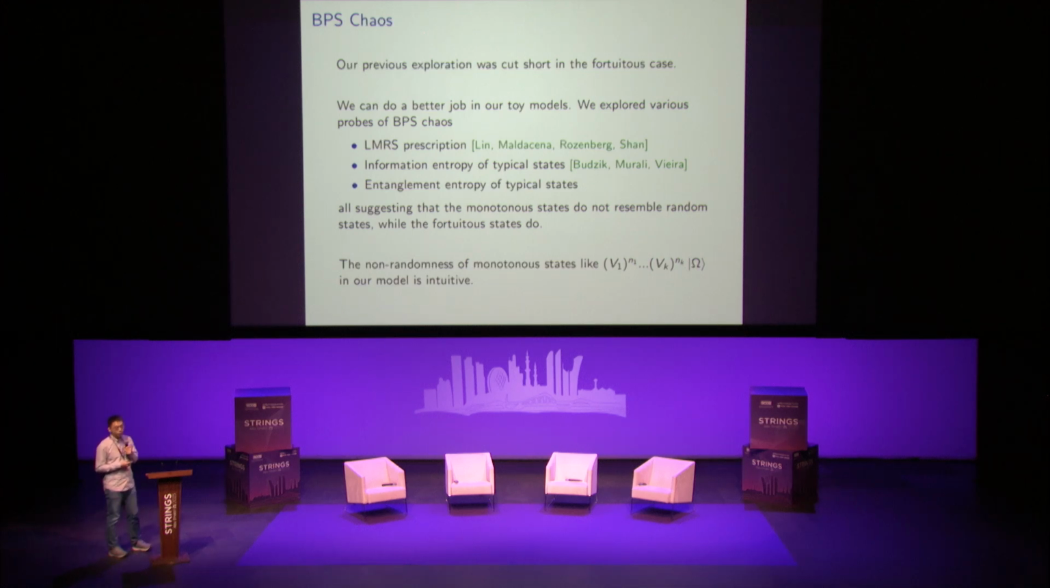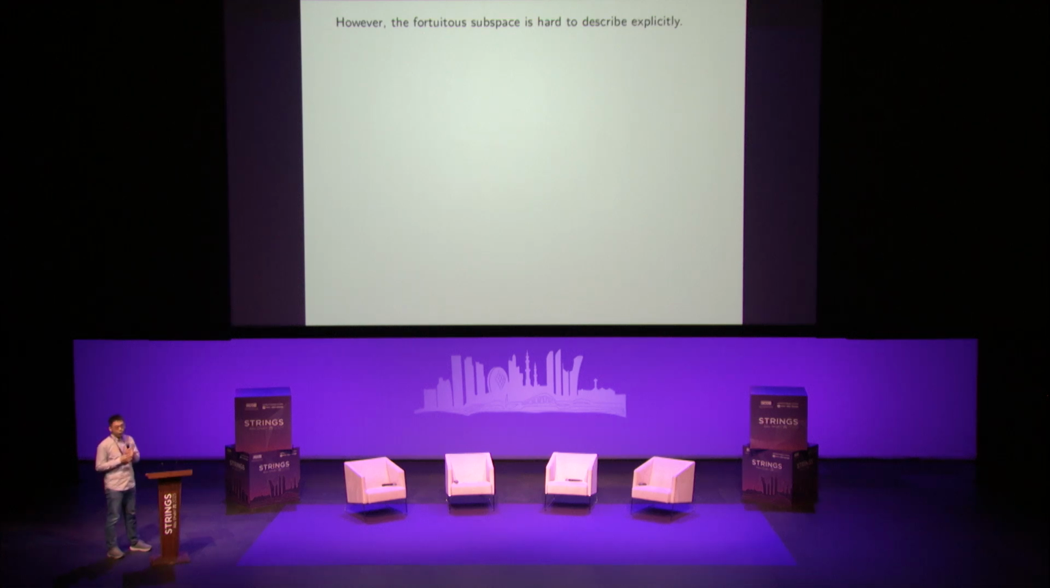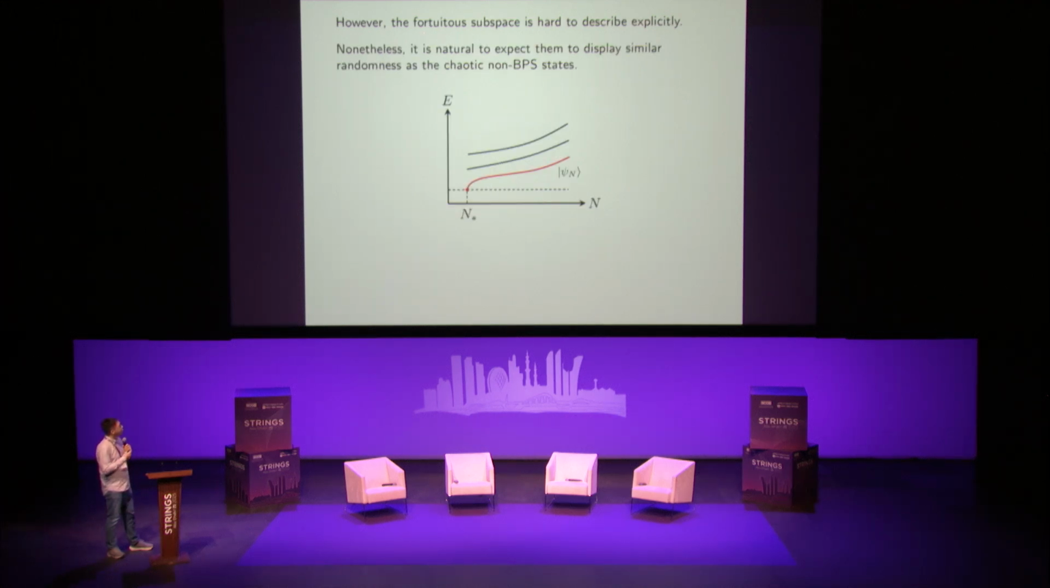The non-randomness of these monotonous states is quite intuitive from what I told you. There are these fermion bilinear operators, a product of them, acting on the Fock vacuum. So this kind of state is obviously very different from generic random states. However, the fortuitous subspace is much harder to describe explicitly to you. So here, let me just tell you one perspective of understanding their randomness by the following n picture. We naturally expect them to display similar randomness as generic non-BPS, chaotic non-BPS states.